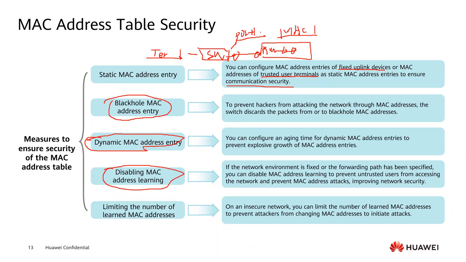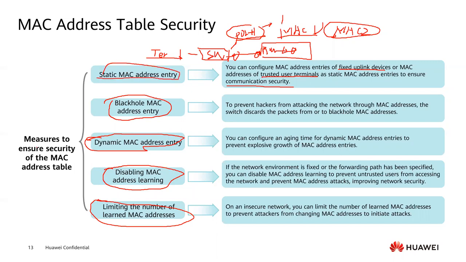So how do we keep it secure? If hackers want to do a man-in-the-middle attack, what is the result? You will see two MAC addresses on this port. But you should know that this is impossible, because this port only has one upstream device. So how do we ensure security? You can use a static MAC address entry. You can bind this interface's MAC address to this port, and then you can disable MAC address learning or limit this port's MAC address entries to one. They can achieve the same purpose. So that is the first method about the MAC address table.